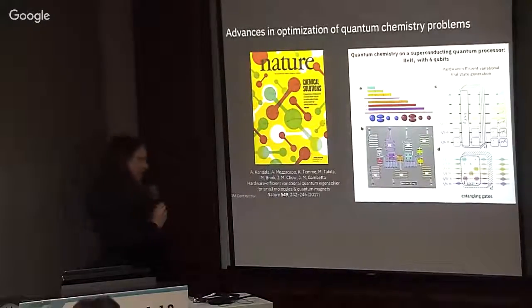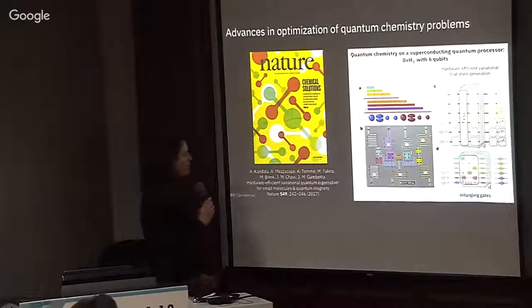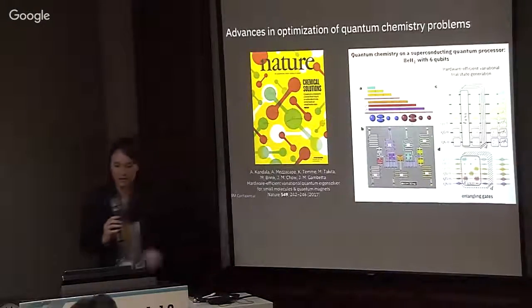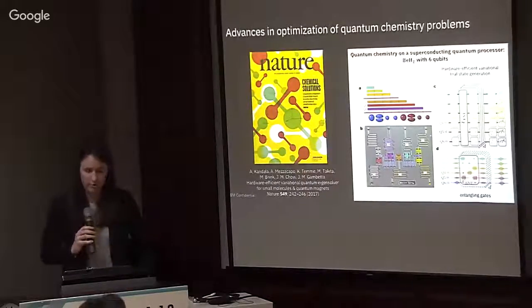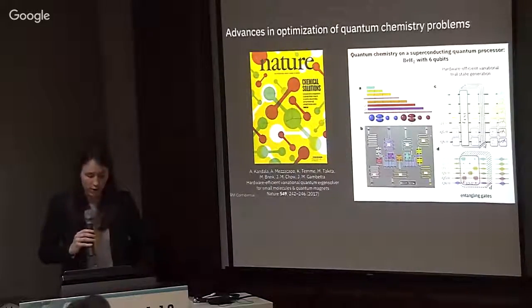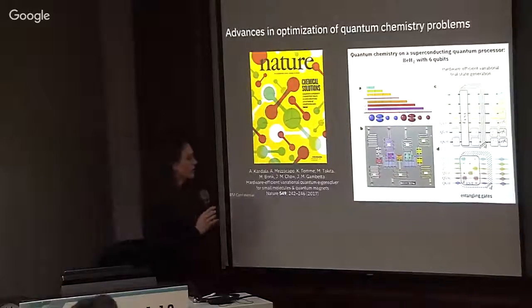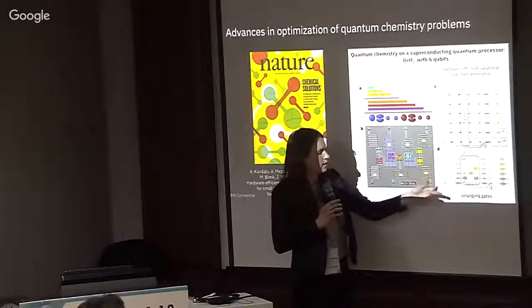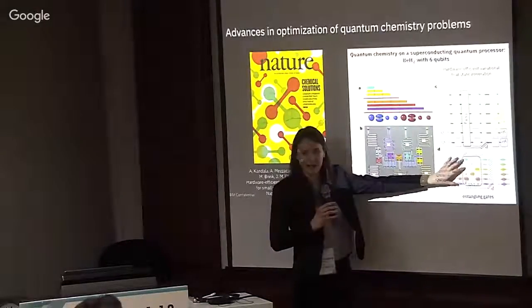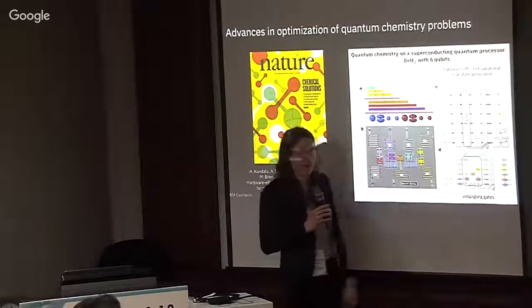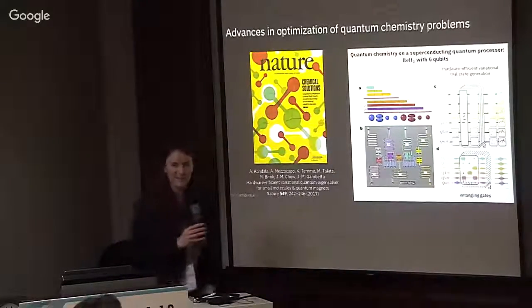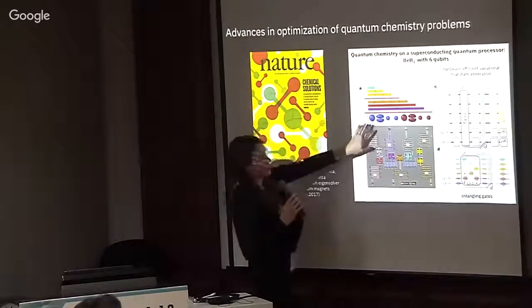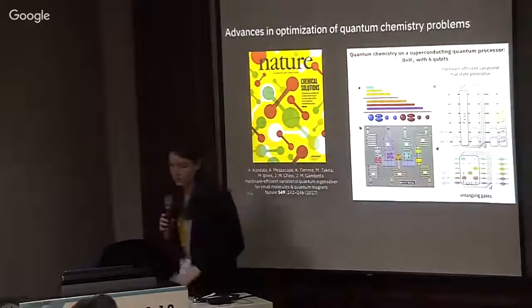So in 2017, folks at IBM made it to the cover of Nature for some experimental implementations of small molecules run on the hardware. This is a schematic from the paper showing this hardware efficient trial state, and what the actual pulses might look like, which with OpenPulse you can now configure. And this is for beryllium dihydride, which can be represented with 6 qubits.